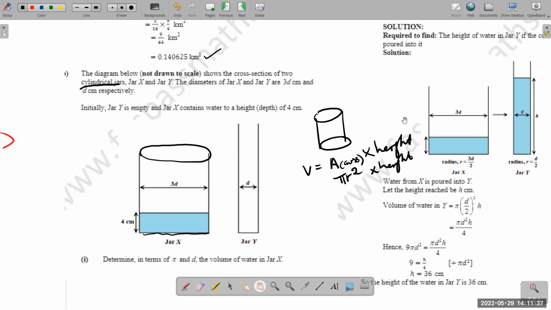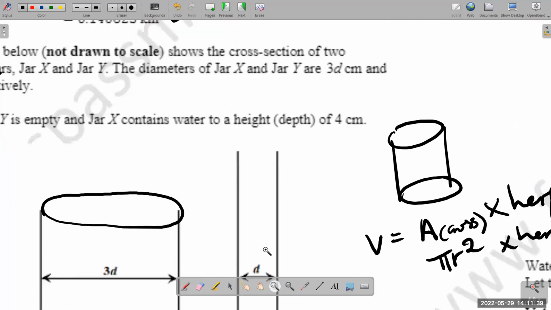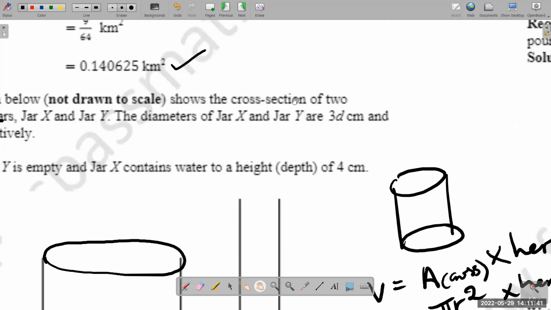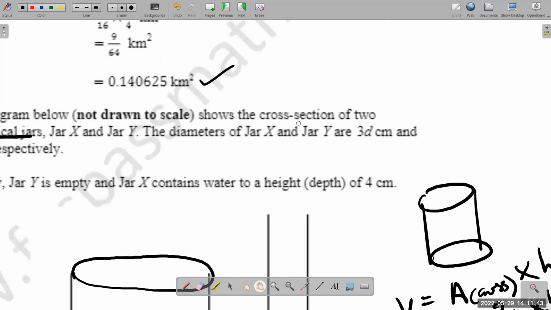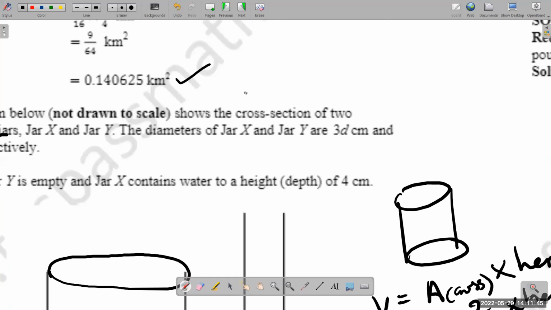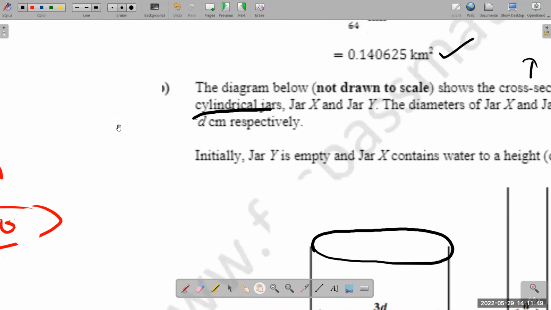They literally tell you, and look at the clues. Cross section. You need to remember what shape the cross section is, and they're telling you it's a cylinder. So what shape should you be looking for? A circle. What should be coming to your mind then? Pi r squared.